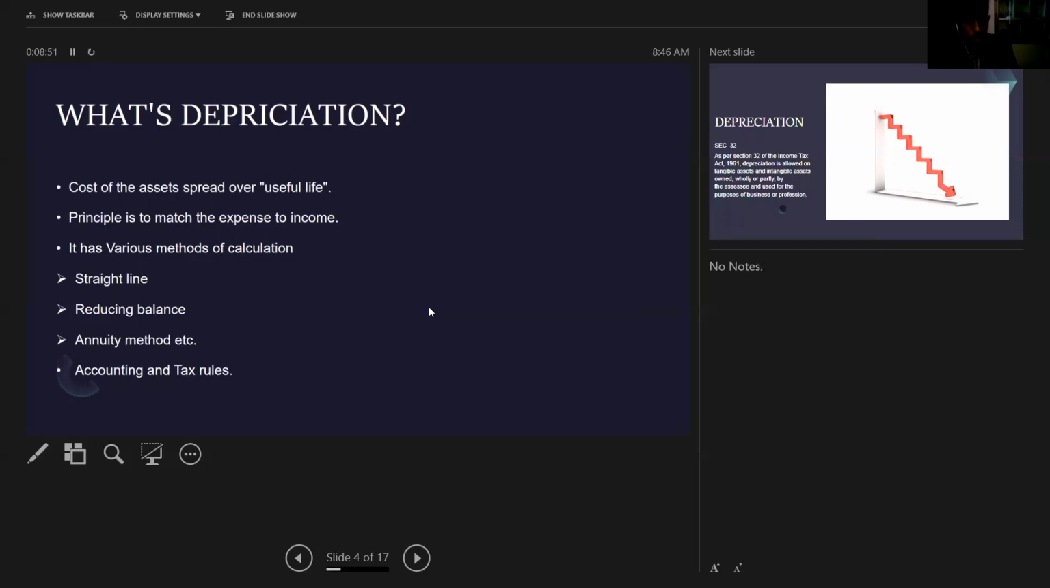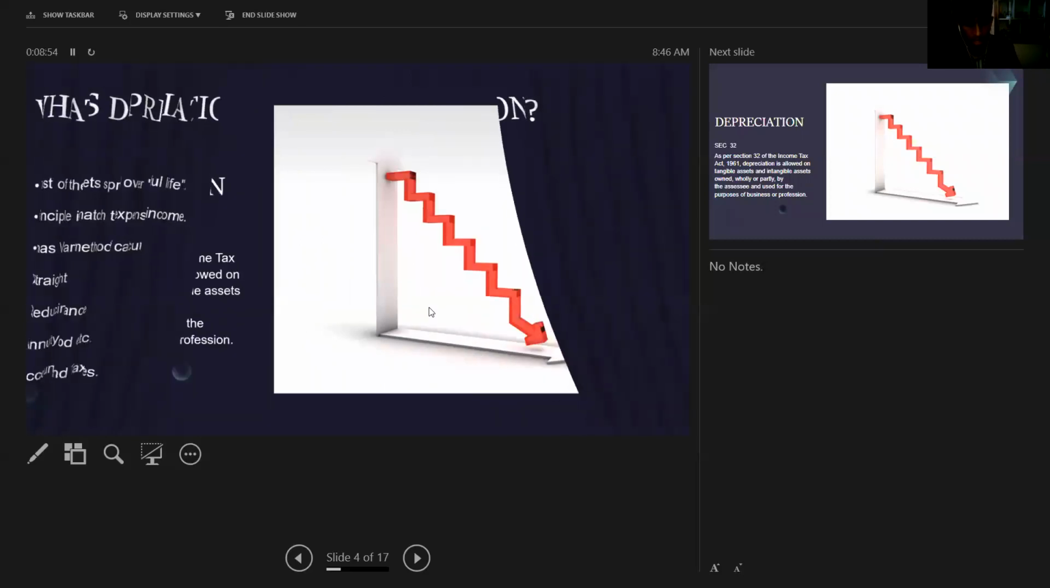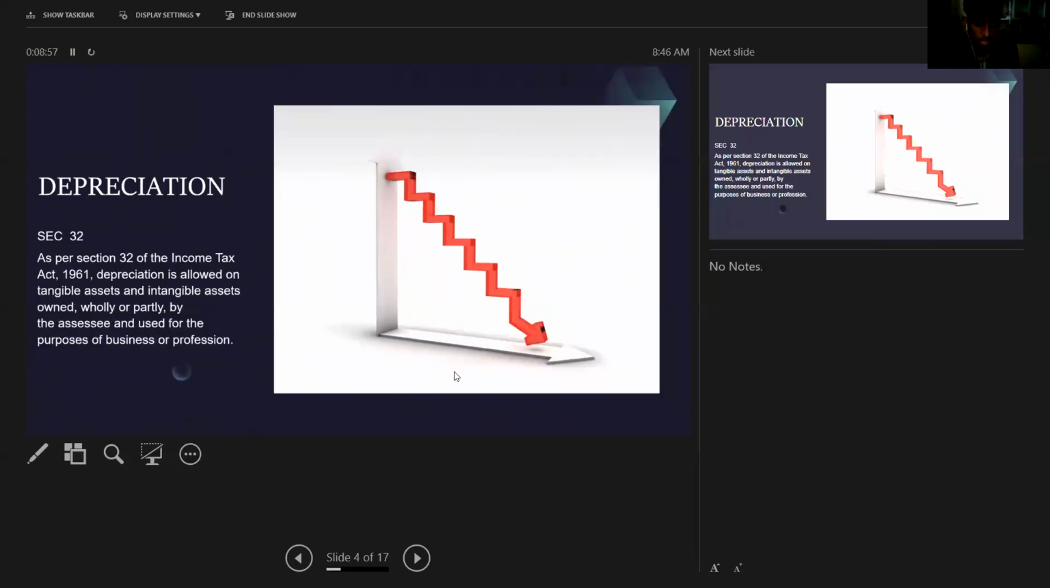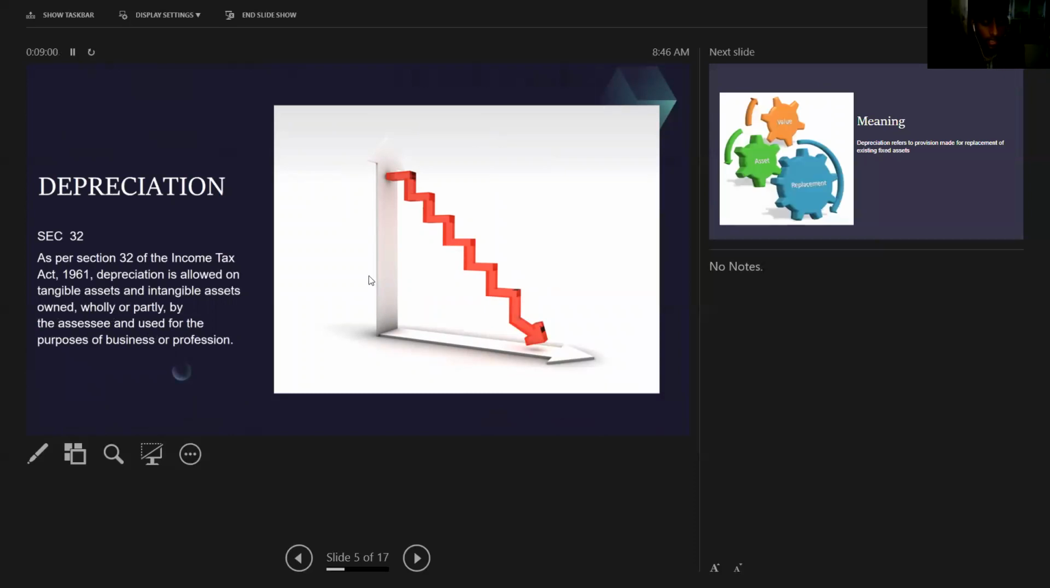Now, let's move on to the next topic, the main heading, depreciation as per taxation. Depreciation comes under section 32, and as per section 32 of the Income Tax Act of 1961, depreciation is allowed on tangible assets and intangible assets owned wholly or partly by the assessee and used for the purpose of business or profession. This is the clear-cut definition of depreciation. We'll clear all the points in detail in the further slides.